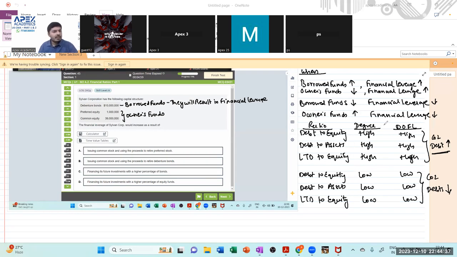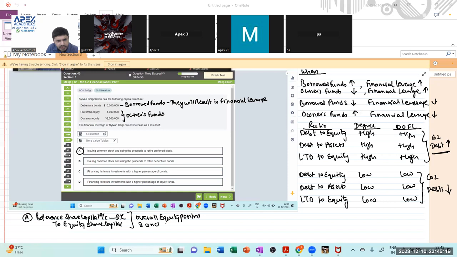Clear? Yes, sir. Now, if you are issuing common stock and are using the proceeds to retire the preferred stock, what is the journal entry that I will pass? For part A, you are retiring preferred stock, meaning preference share capital is being retired. So the journal entry will be preference share capital account debit, it is gone out of the books, to equity share capital.